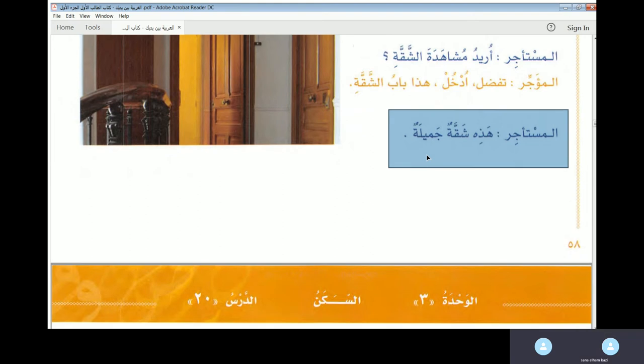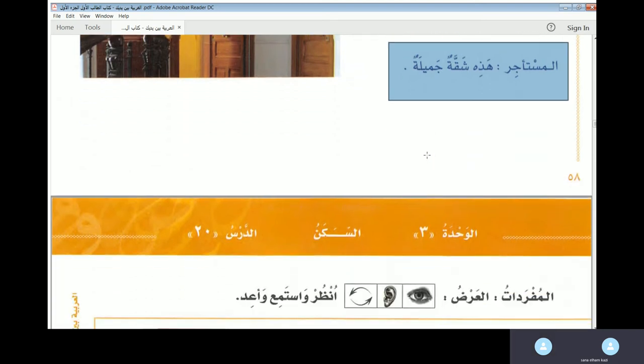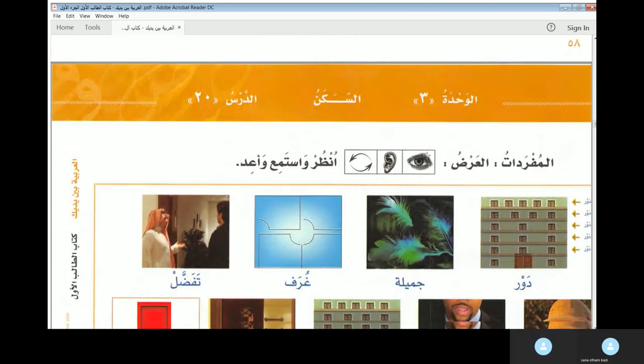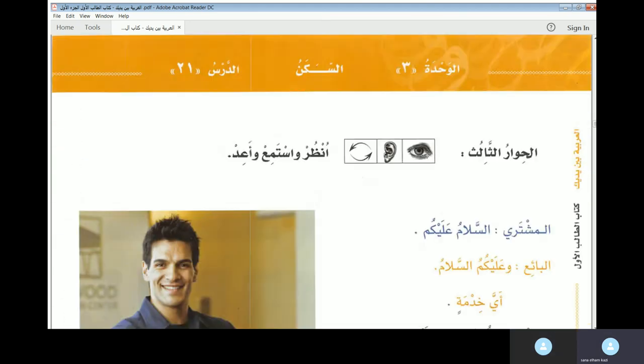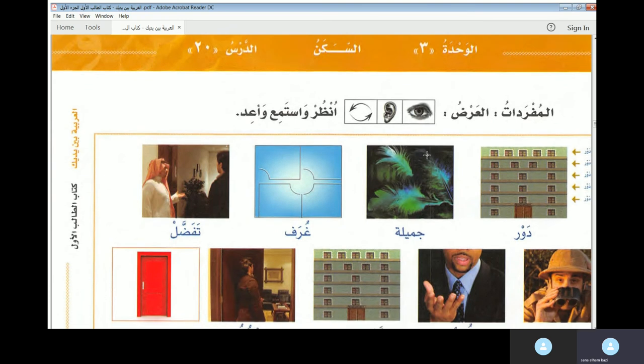Hadhihi shaqqatun jamilatun. This is a beautiful apartment. Okay. But in tadkhulu we have fatha and yadkhulu also fatha, but in udkhul we have damma, right? This is a different tense. Fi'l amr is one thing, fi'l mudari' is another. The rule for both is different. That's right.